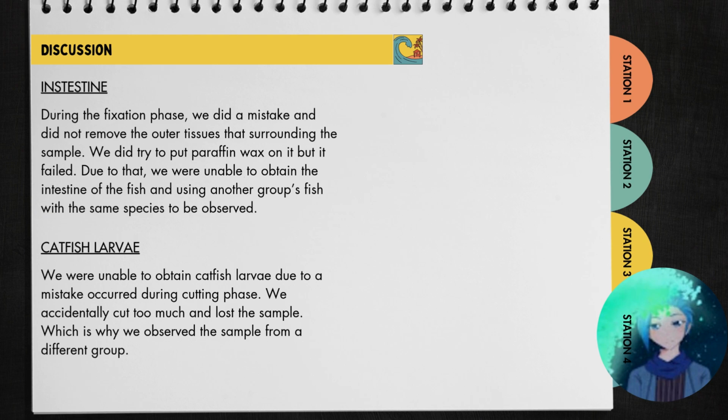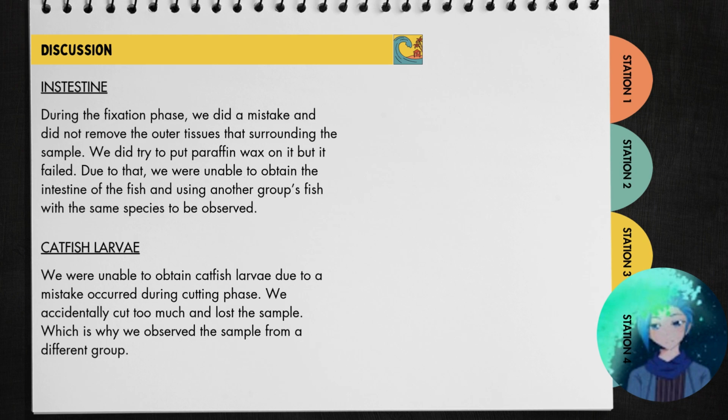Intestine tissue. During the fixation phase, we made a mistake and did not remove the outer tissue that surrounded the sample. We did try to put paraffin wax on it, but it failed. Due to that, we were unable to obtain the intestine of the fish, and used another group's fish of the same species to be observed.